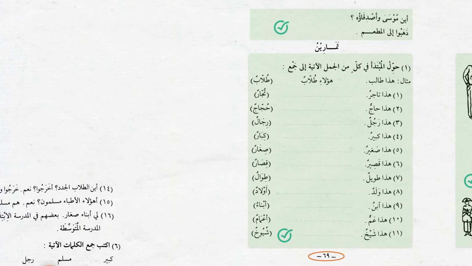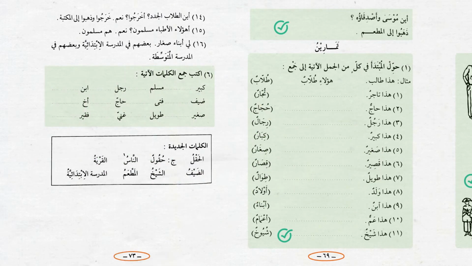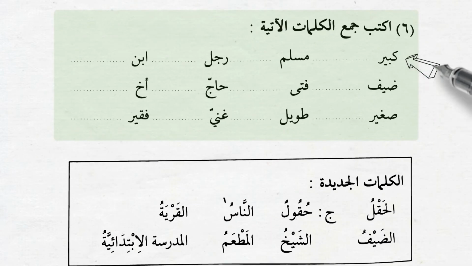Alright, we are done with this dialogue. Now we will jump to exercise 6 on page 73. This is a simple exercise where we are given a few ism type words and we need to write the جمع الكلمات, the plural of the words.